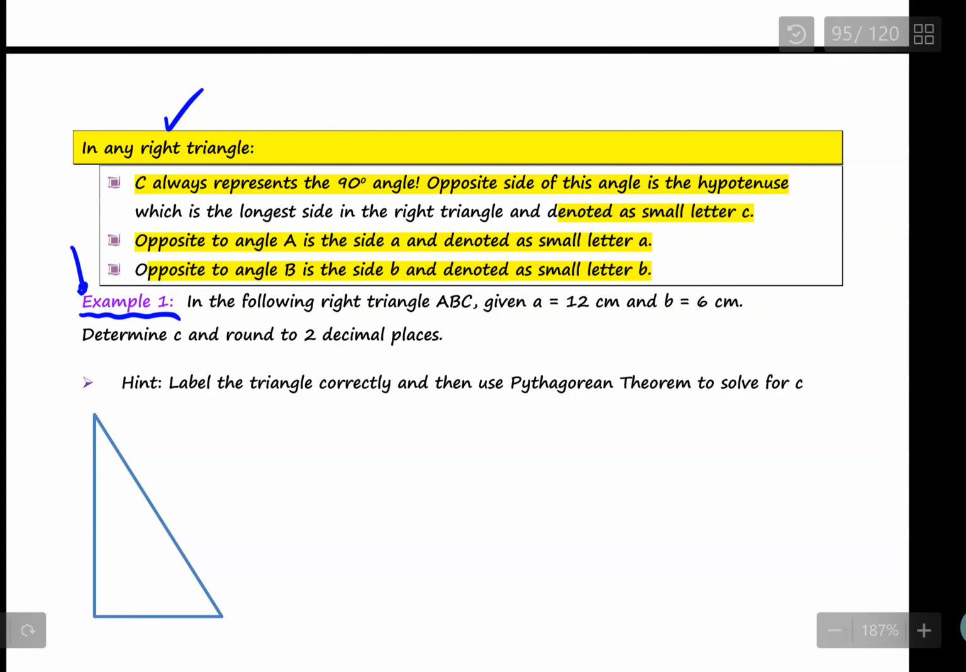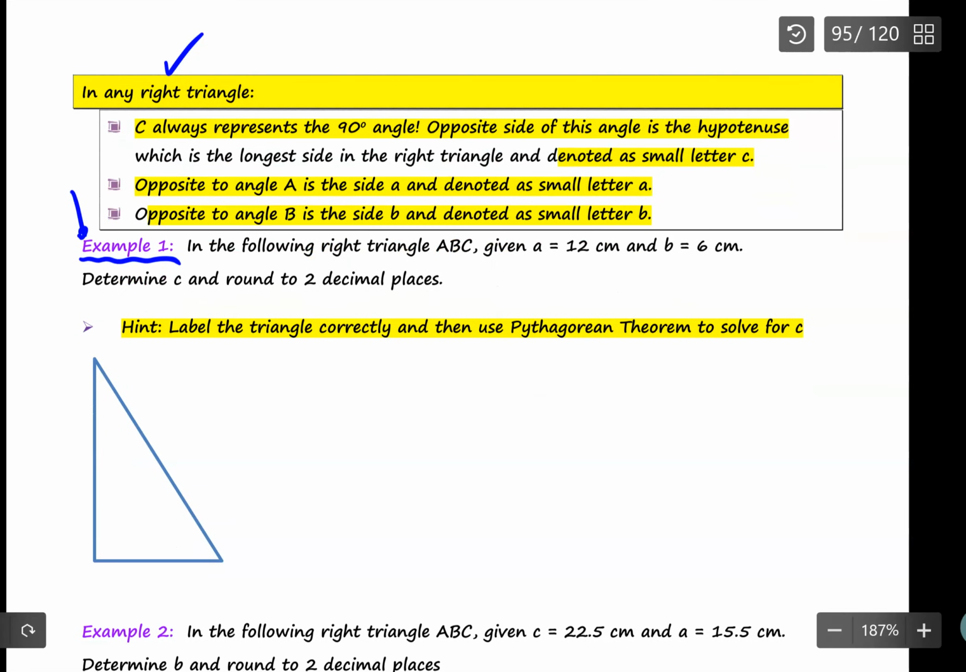In the following right triangle ABC, given A equal to 12 and B equal to 6, determine C in 2 decimal places. Note that I don't label this triangle at all because I leave that for you. We need to label this triangle correctly before we can solve for it.